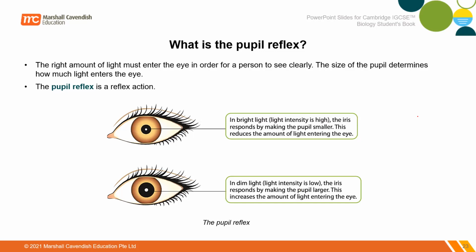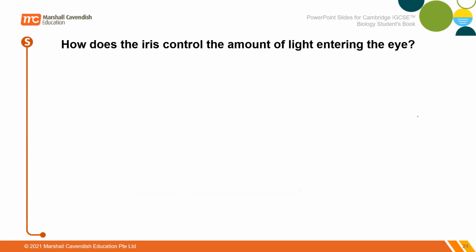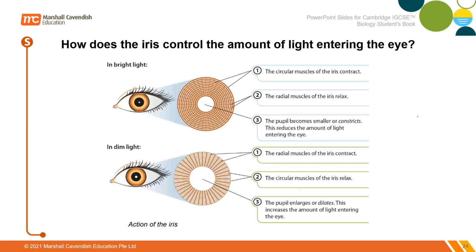In dim light, the same types of muscles will work together in order to widen the pupil and make it dilated. Widen will be accepted in the exam, dilated will be accepted, but I don't appreciate words like became smaller, became larger, okay? This is very primitive English. I want you to use either wider or dilated, narrower or constricted. This adds value to your answer.